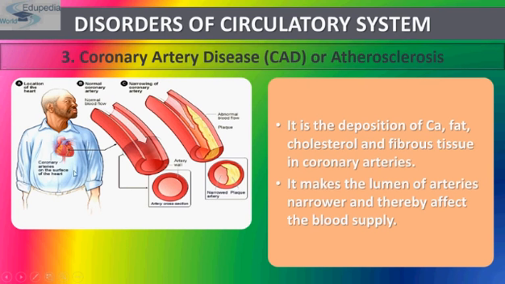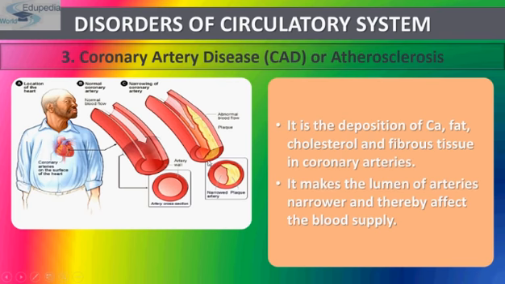Okay, so what happens in CAD or atherosclerosis? See, these are the coronary arteries on the surface of the heart. This is a zoom view of the coronary artery. This is the normal coronary artery, and the normal blood flow is seen in it. Okay, but in this, due to deposition of calcium, fat, cholesterol and fibrous tissue in the coronary arteries, see, these are the depositions of calcium, fat and cholesterol. So the vessel has become very narrowed. Okay, and this deposition is known as plaque.